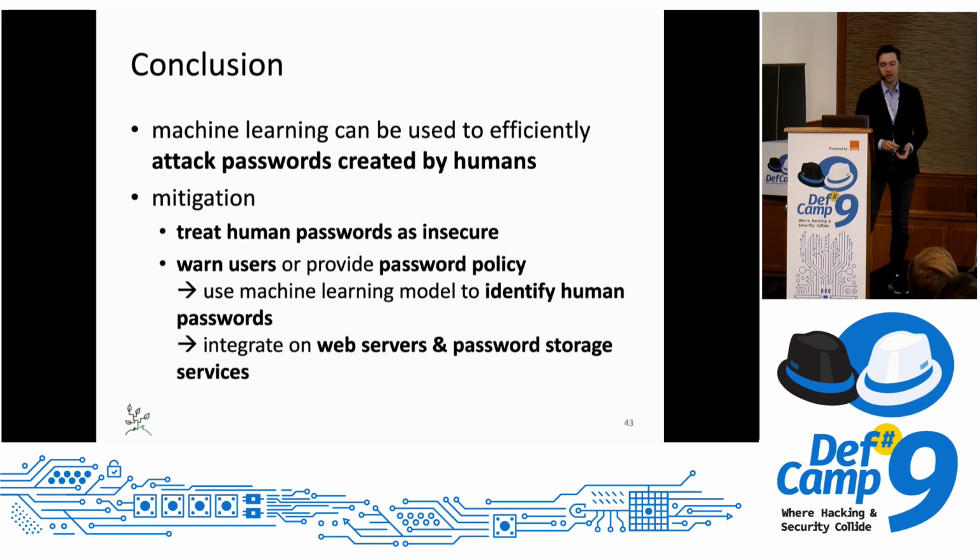Conclusion: machine learning can be used to efficiently attack passwords created by humans. And if you want to mitigate those issues, then you could treat all human passwords as insecure and use machine learning, especially this machine learning implementation, to identify human passwords. And you could use this script to integrate it on your web servers, on your password storage services, and so on.